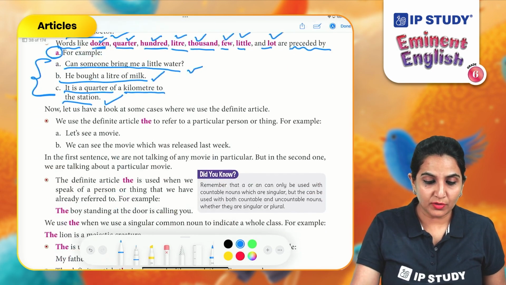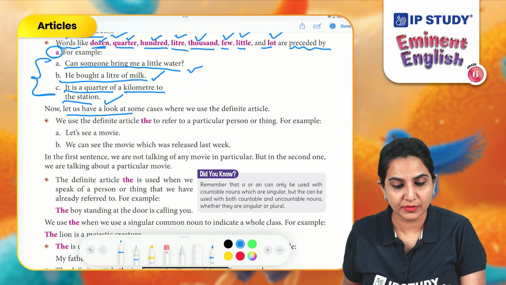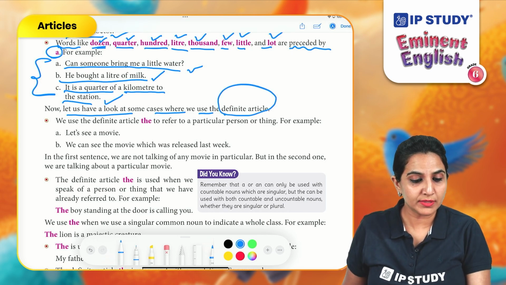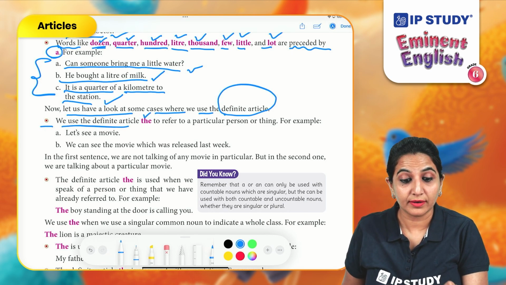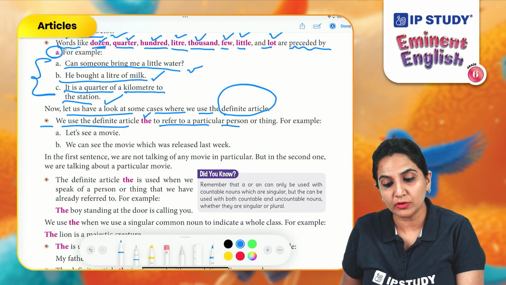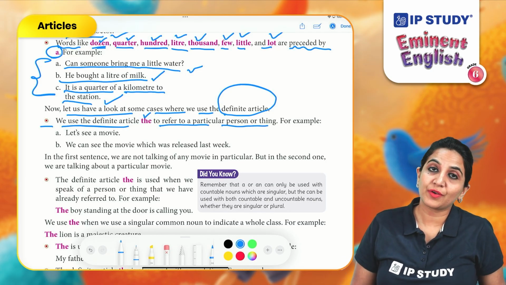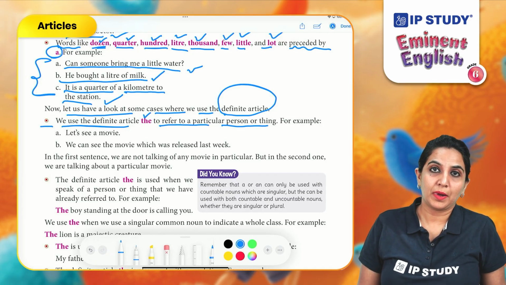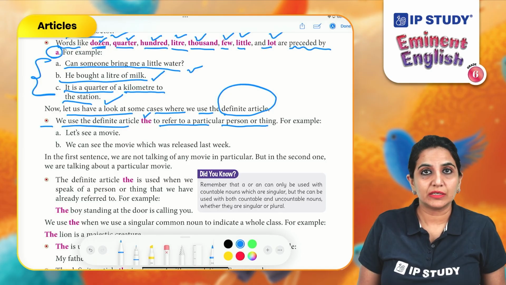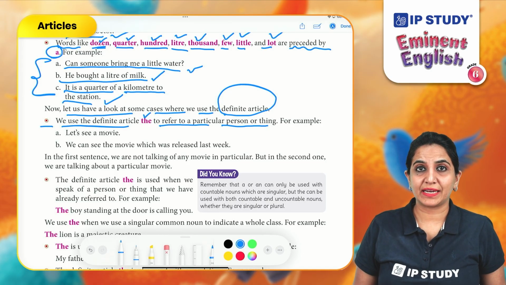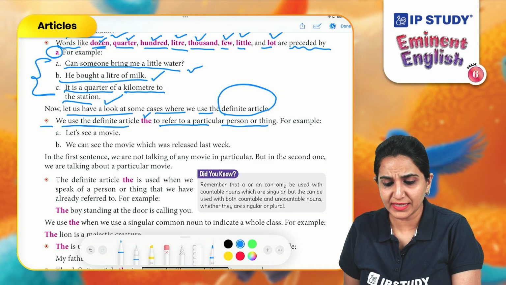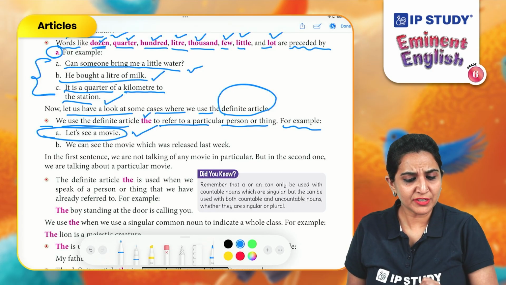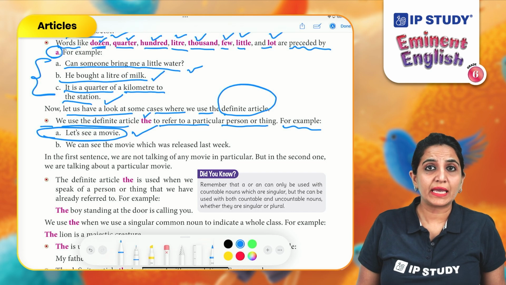Now, let's have a look at some cases where we use the definite article. We use the definite article the to refer to a particular person or thing. As we have already discussed, when we talk about something specific, we always use article the for it. And this is a definite article. For example, let's see the movie. Are we talking about a specific movie in this sentence?